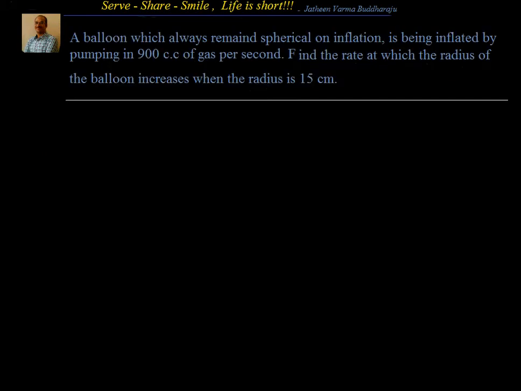Let's solve one more example. Let's look at the next example. A balloon which always remains spherical on inflation, it should be remains, actually it's a typo, my mistake, is being inflated by pumping in 900 cc of gas per second, or cubic centimeter gas per second. So that's nothing but dV by dt is equal to 900 cubic centimeter per second.